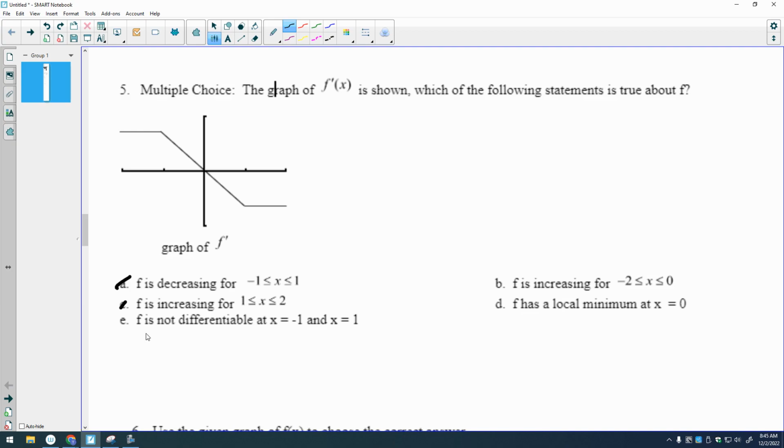Okay, f is not differentiable at negative 1 and 1. F prime is not differentiable, but since there's a value right here and right here, f is differentiable. There's a value for it. There is no second derivative. F prime is not differentiable because it's a cusp or a corner there. But f is differentiable. And how do I know? Because there's a value there for the derivative. There's not a hole there or a jump or a break in the graph.